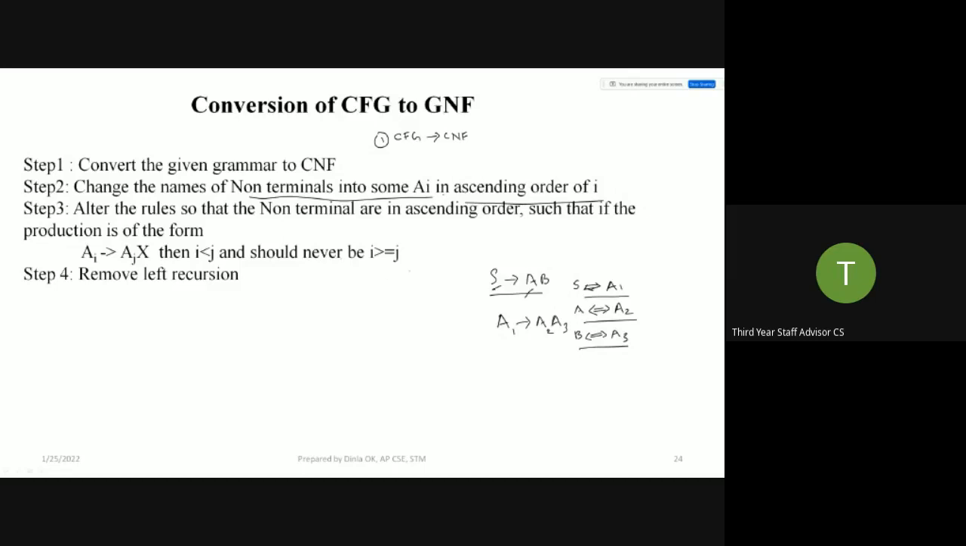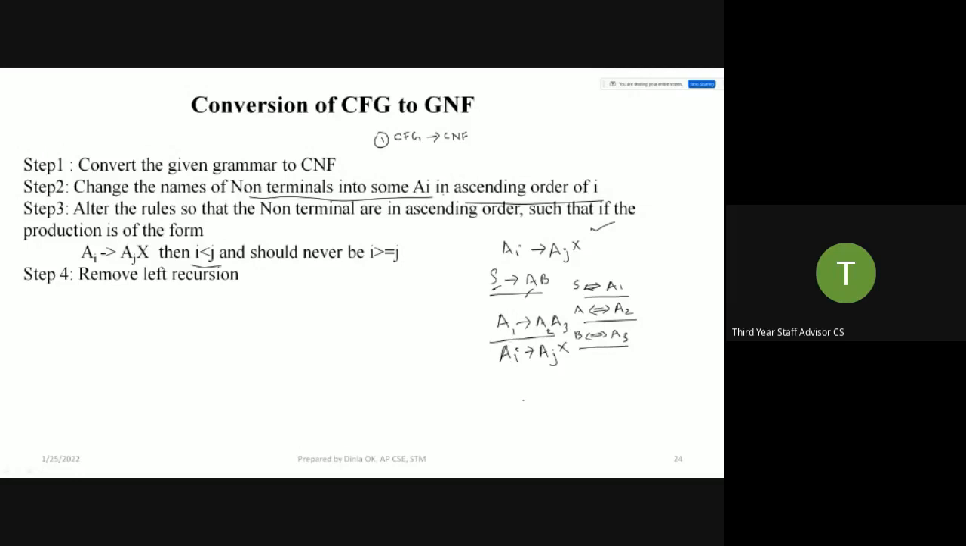So this is the third step. We are renaming the production based on the ordering of the non-terminals present in the production. It will be of the form Ai implies Aj X. That is, here we have Ai implies Aj, an X term, in this form. Then we have a condition that after altering these non-terminals in the ascending order of their presence, it must be of the form i less than j. The non-terminals must always exist in the form i less than j.